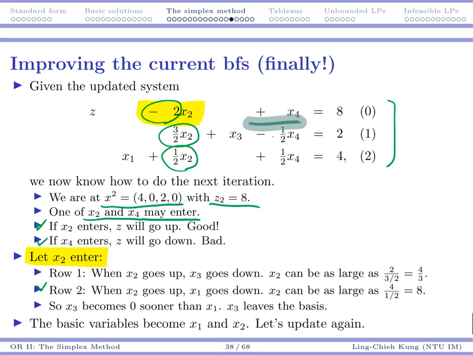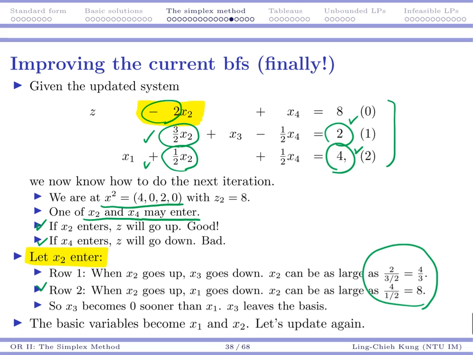All we need to do is look at the entering column, 3/2 and 1/2, and the right hand side, 2 and 4. We do these ratios and pick the smallest ratio. When x2 goes up, x3 would become 0 sooner than x1. So it is x3 that would leave the basis. Your basic variables become x1 and x2, naturally, because x2 is entering and x3 is leaving.